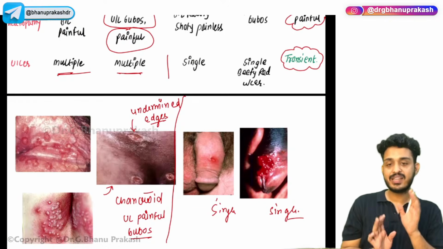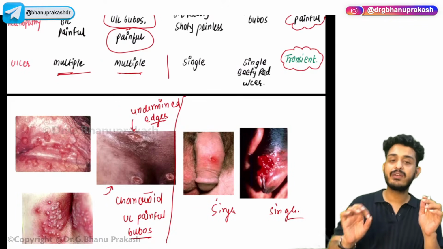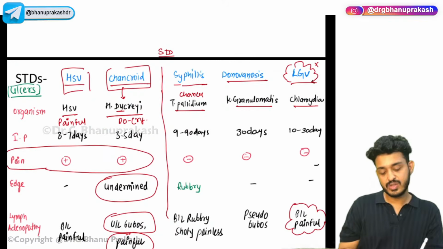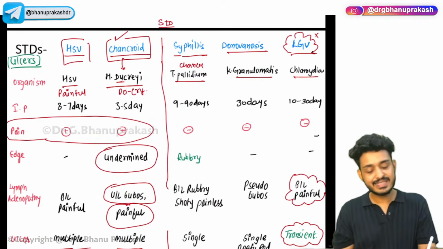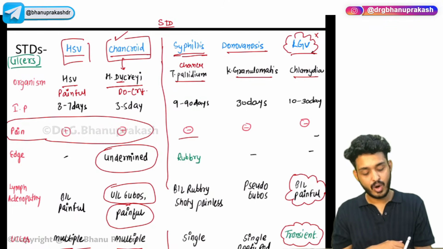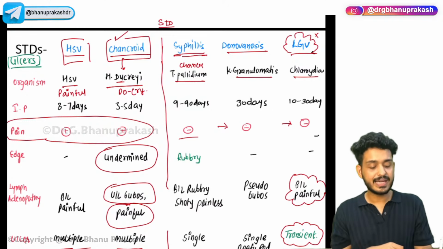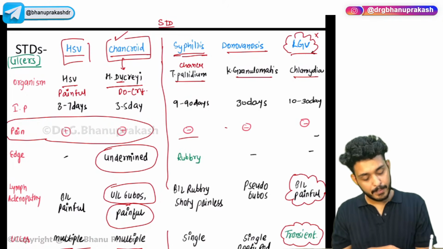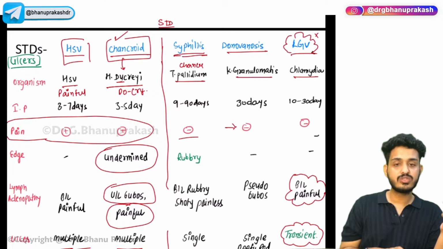One side the patient will be having pain, he will be having multiple ulcers and undermined edges. Simple story, that is your chancroid. Third thing, syphilis will be painless. All three ulcers will be painless. These three will be painless. So what you need to remember, syphilis will be painless and donovanosis will also be painless.